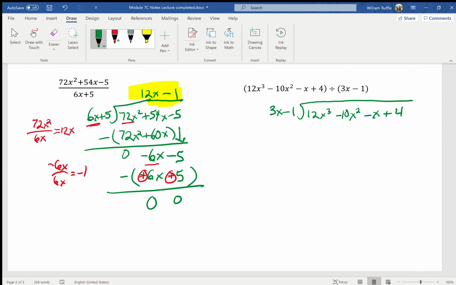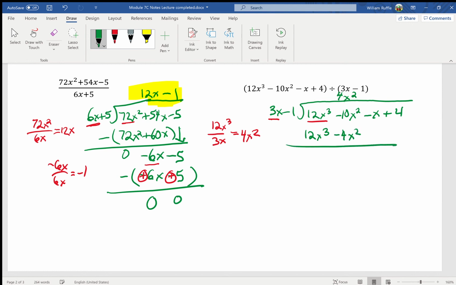So we start off with looking at the 3x and the 12x cubed. 12x cubed over 3x. 12 over 3 is 4. X cubed over x is x squared. So that'll be the first one I put up here, 4x squared. So 4x squared times 3x is 12x cubed. 4x squared times minus 1 is minus 4x squared.